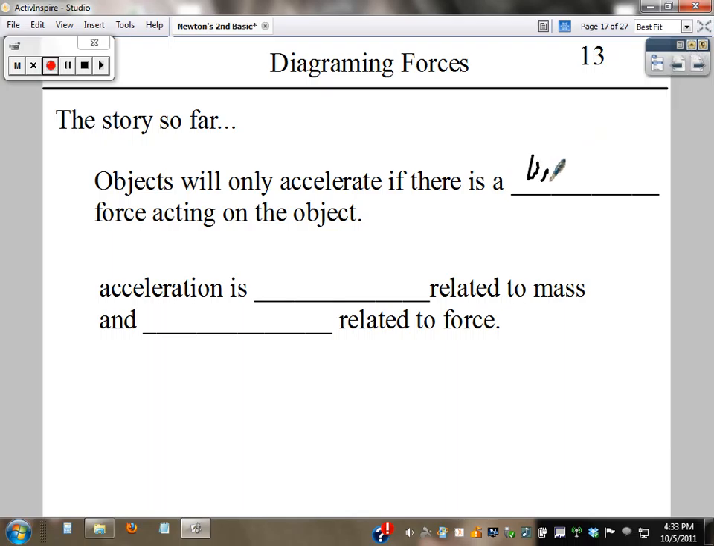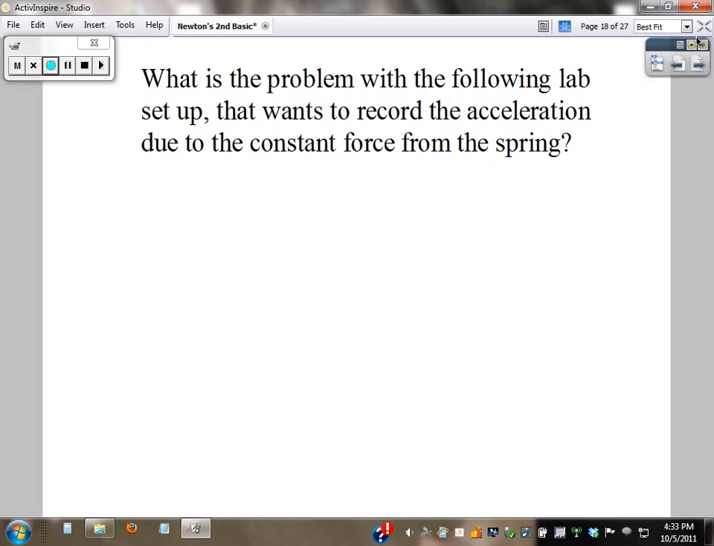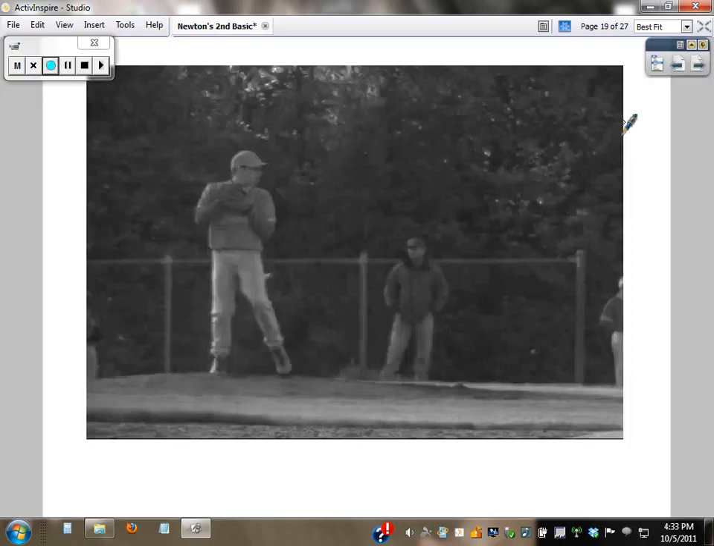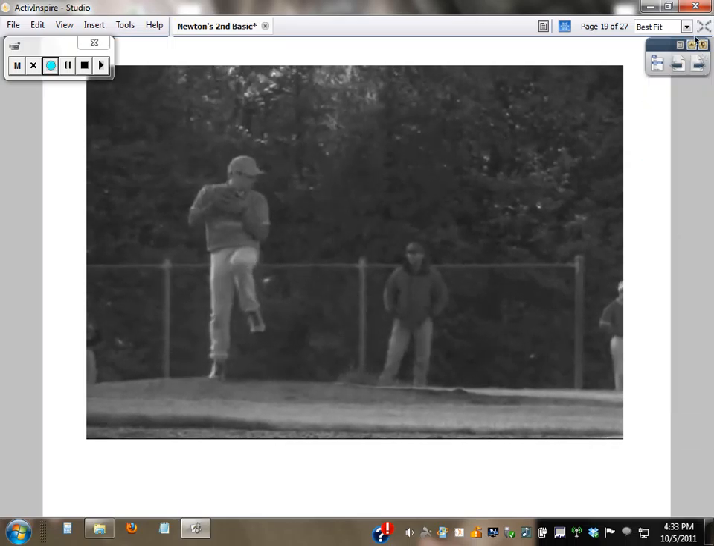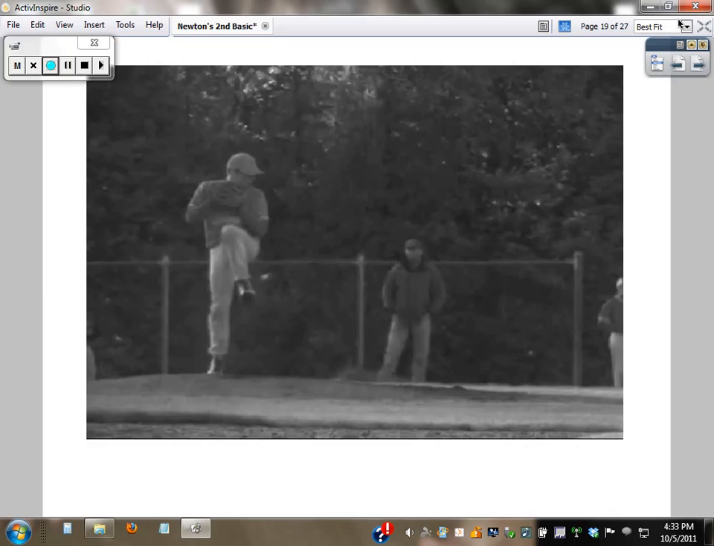Objects will only accelerate if there is an unbalanced force. Acceleration is indirectly related to mass and directly related to force. This will be our warm-up tomorrow. We talked about how all acceleration requires an unbalanced force.